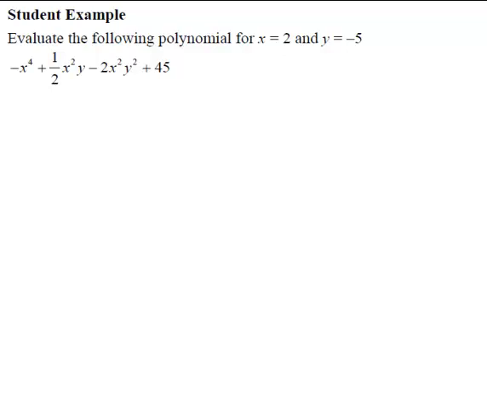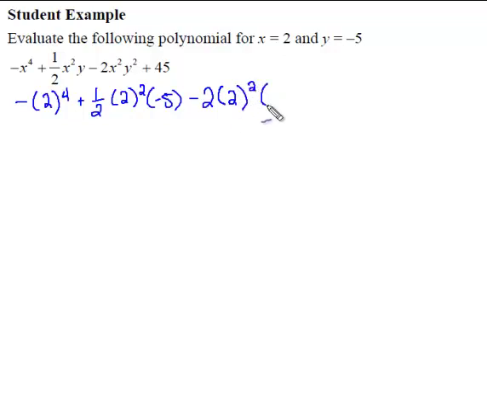It is very important to substitute with brackets. It just helps you to keep track of your positive and negative signs. Okay, negative. There's an x, so I will write 2 to the power of 4, 1/2. There's an x, so I will write 2 squared. There's a y, so in brackets I will write -5 minus 2. There's an x, so I'll substitute 2 squared. There's a y, so I'll substitute -5 squared plus 45.